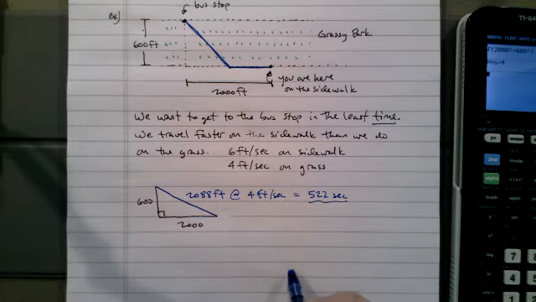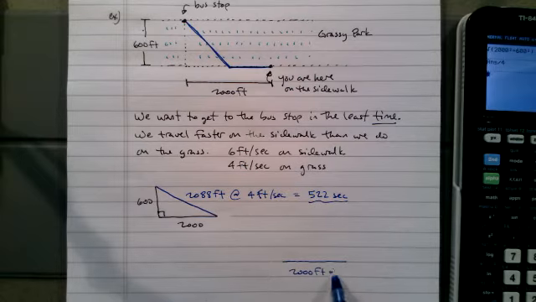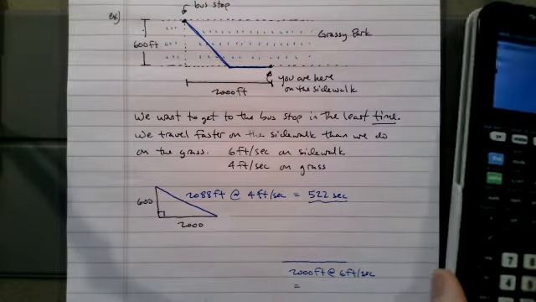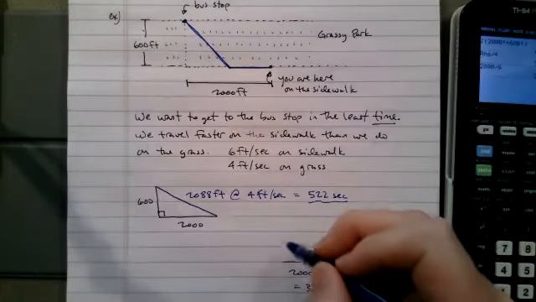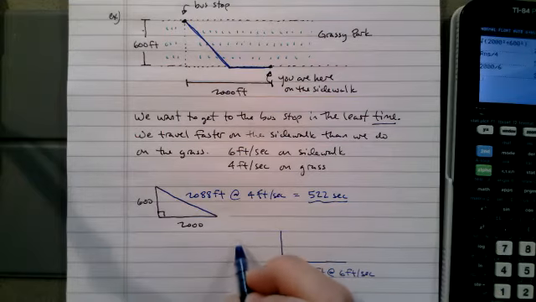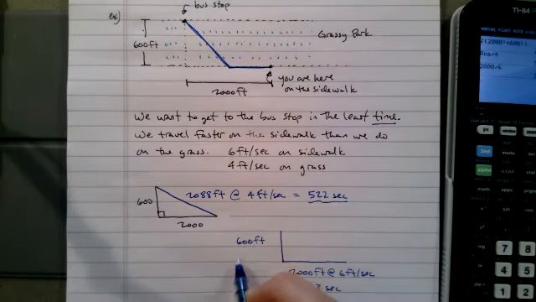So what if we did that? What if we took this path of 2,000 feet at 6 feet per second? We'll take the 2,000 and divide by our speed, 6, and that'll be 333 seconds. And then if we did this 600 feet at 4 feet per second.